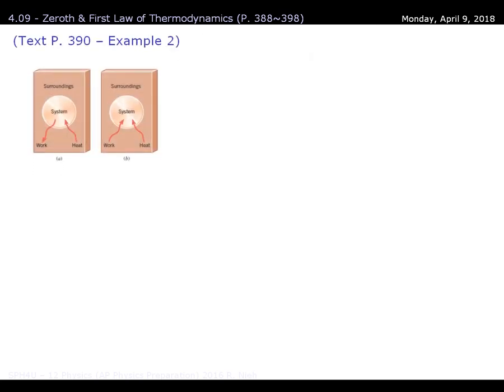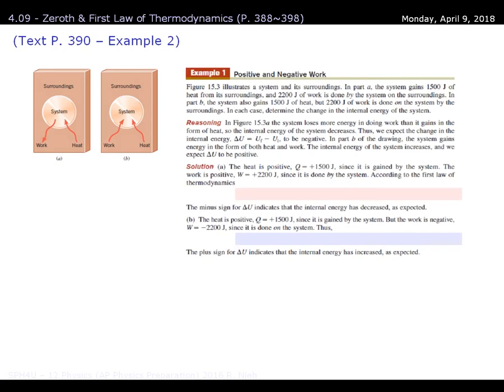Here's another conceptual problem. In case A, you have a system that gains heat, but it loses energy because it's doing work onto its surroundings. In case B, you have a system that gains heat, but also gains energy from the surroundings. And here are the numbers that go along with it.